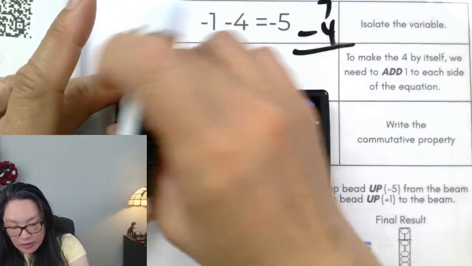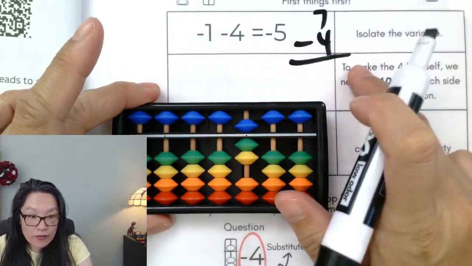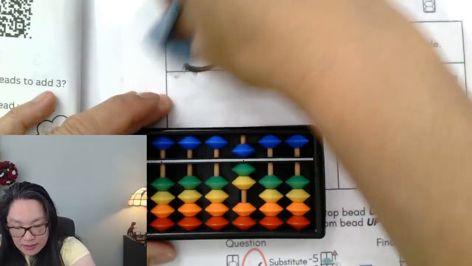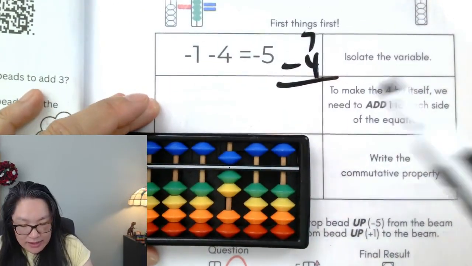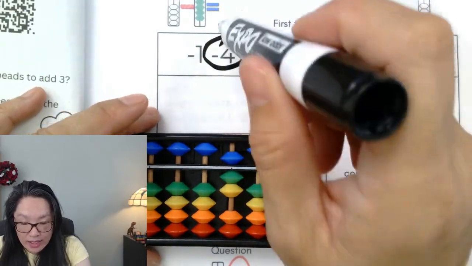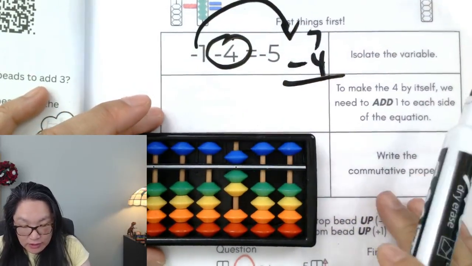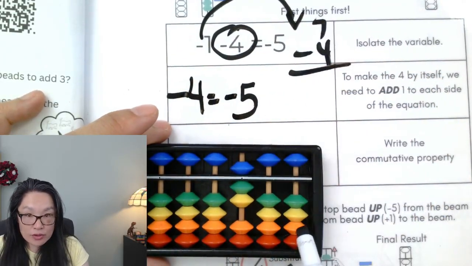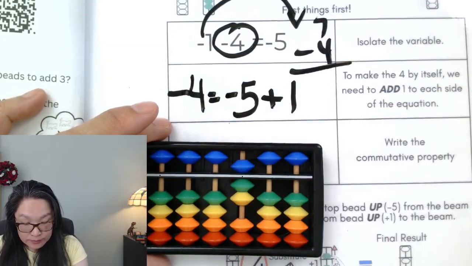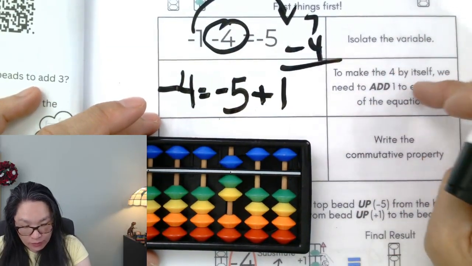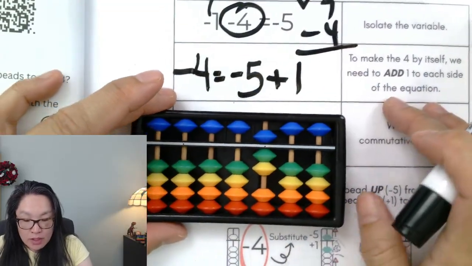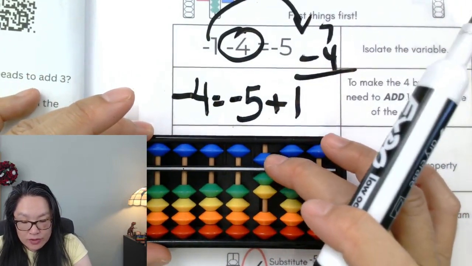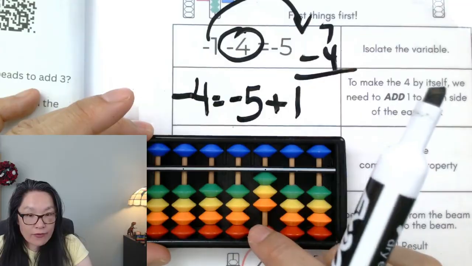I have 7 on my abacus. My question is I need to minus the 4. When I minus the 4, I need to isolate my variable. This is the variable I need to isolate. When I isolate this variable, I've got to move this over to here. Why? Because look, if I do 4 is equal to minus the 5, this is too much. So what do I need to do? I need to add the 1. To make the 4 by itself, I need to add the 1. So now I have directions again. When I want to take away the 4, all I have to do is minus the 5 and add the 1. So my final answer is 3.